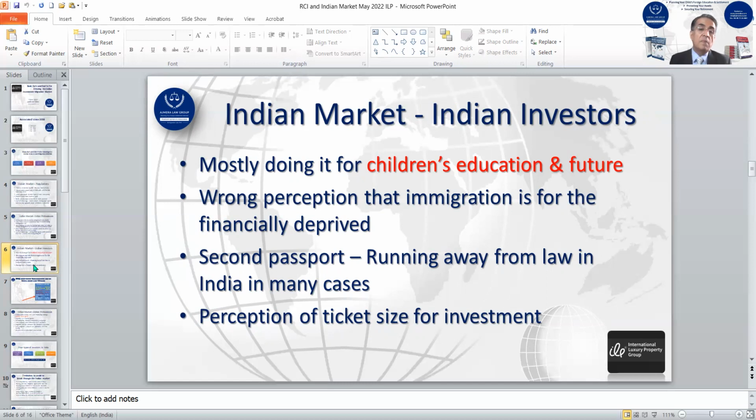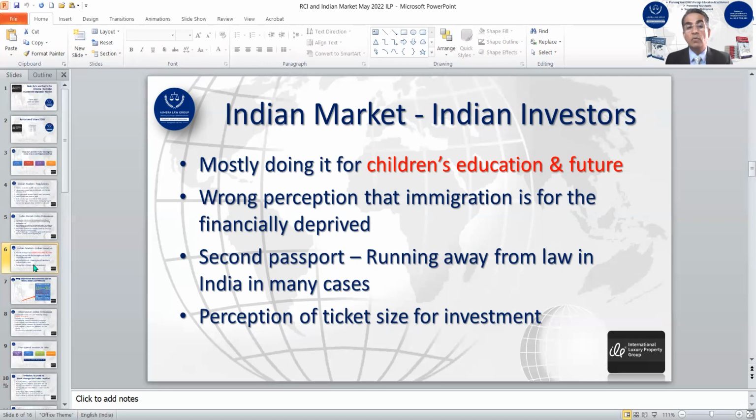When we talk about second passports, generally people think that someone is looking for a quick second passport because he's running away from the law in India. Also, another perception we have seen is that when it comes to making an investment into a foreign financial instrument or real estate, the ticket size could be very high. But as we know, you can make a small investment of $100,000 or $200,000, and you don't have to invest millions of dollars to get your residency, or in certain countries even citizenship.